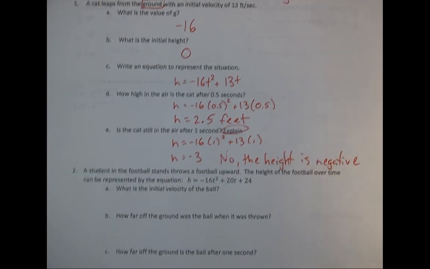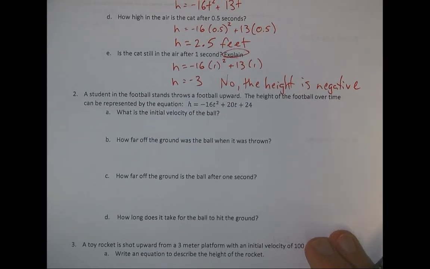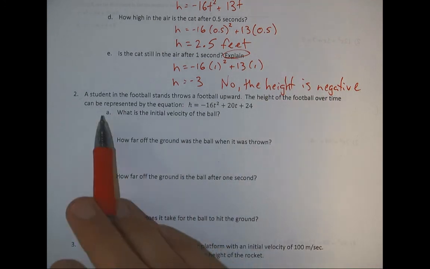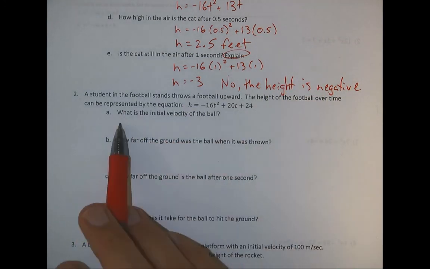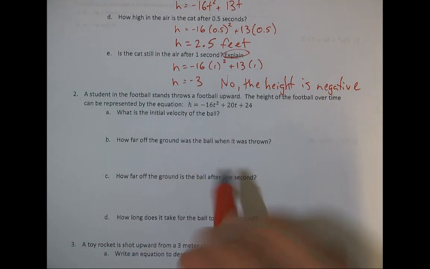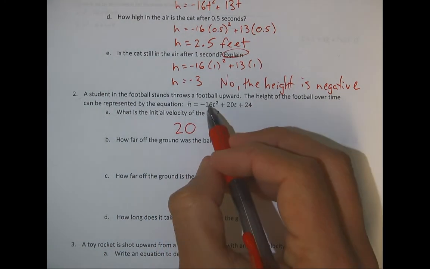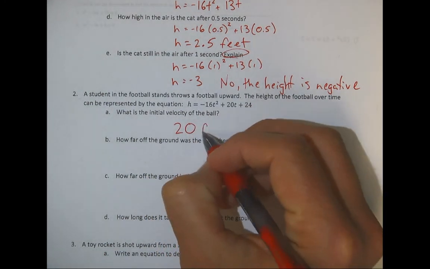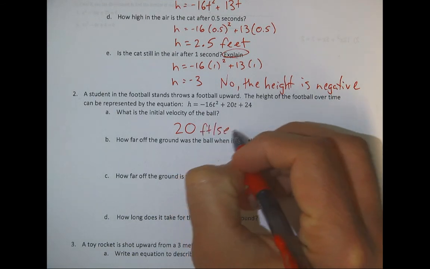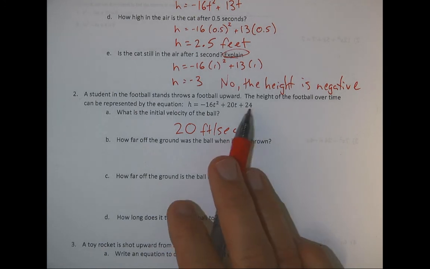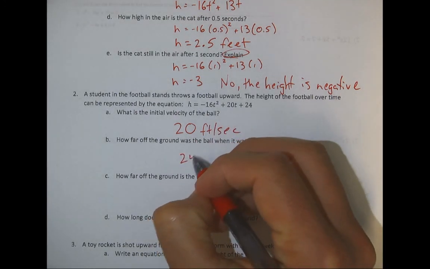Okay, so number 2, a student in the football stands throws a football upward. The height of the football over time can be represented by this equation. What's the initial velocity? That comes from right here. Now, we don't know if it is meters or feet, but the negative 16 tells you that this is in feet per second. How far off the ground was it when it was thrown? That would be the initial height, so 24 feet.